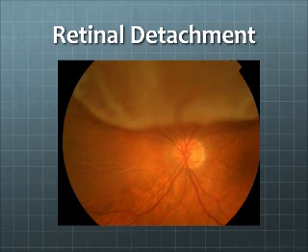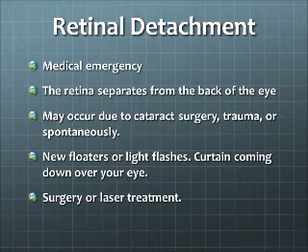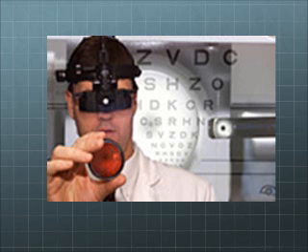Retinal detachment. This is a true medical emergency. It occurs when the retina separates from the back of the eye. It can develop in persons after cataract surgery or trauma, or may occur spontaneously. It manifests with new floaters or light flashes, or as a curtain coming down over your eyes.